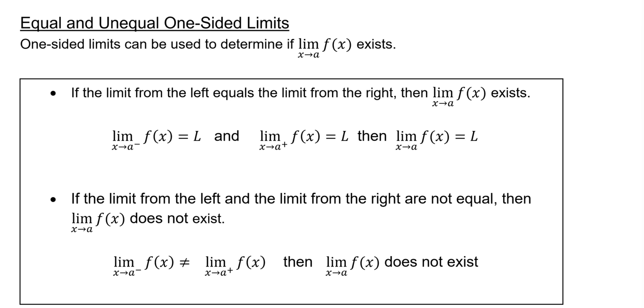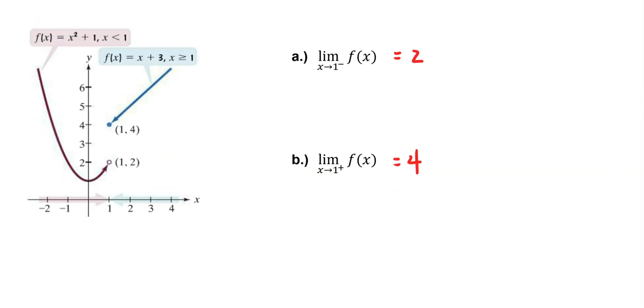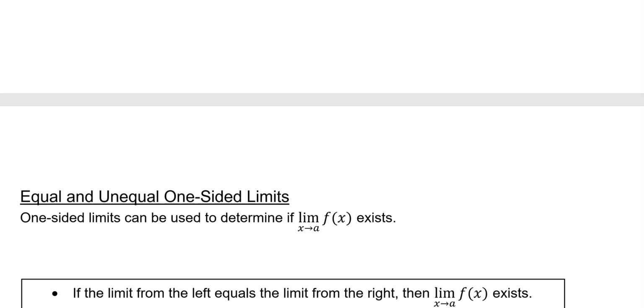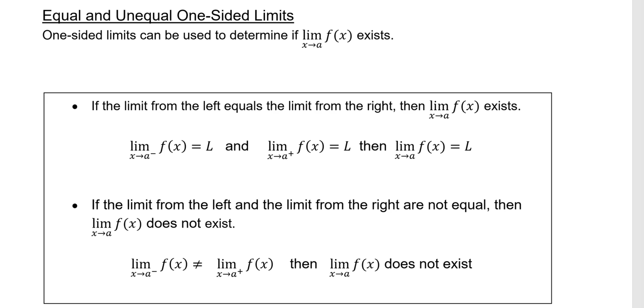Basically bringing everything from today together with equal and unequal one-sided limits. So you can see in the example that we just did, these are not the same thing, right? These values, the limit from the left does not equal the limit from the right. This is going to help us evaluate the limit in general. So we're going to use these one-sided limits to help us figure out if the general limit exists or does not exist.